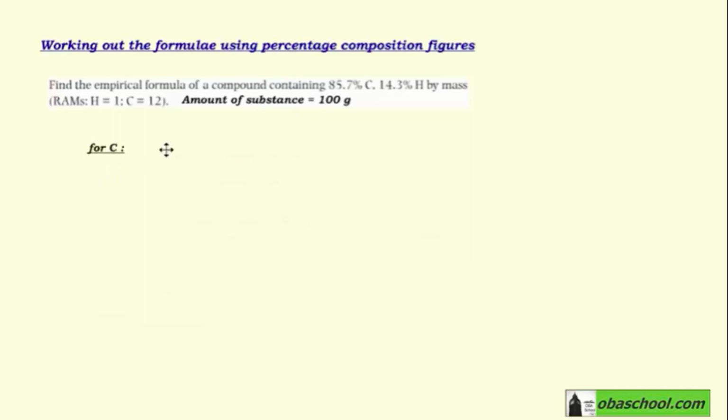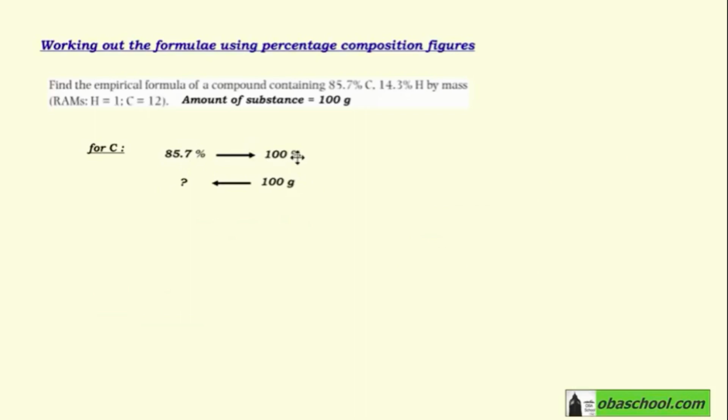For carbon, we said the amount of the entire substance is 100 grams. So for carbon, it accounts for 85.7% out of this 100%. But I want it in grams. How do I do that? 100% will give 100 grams. So in grams, how many grams of carbon will I have at 85.7%?